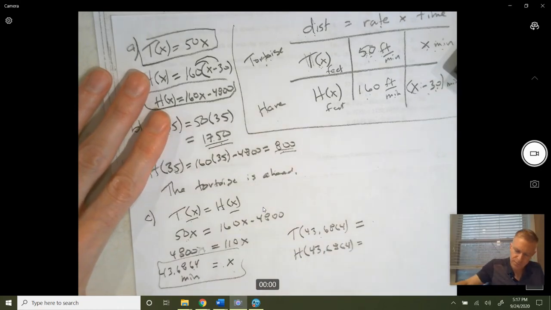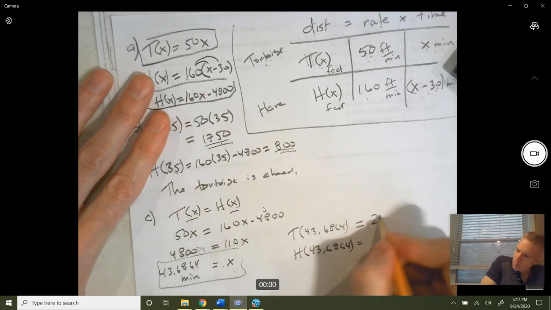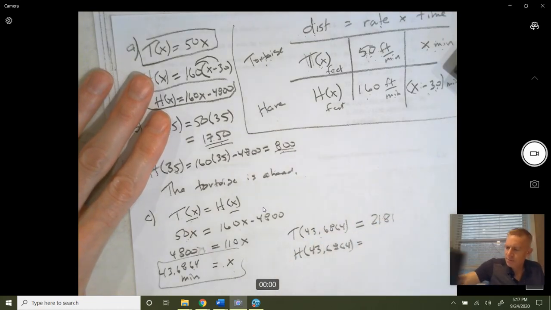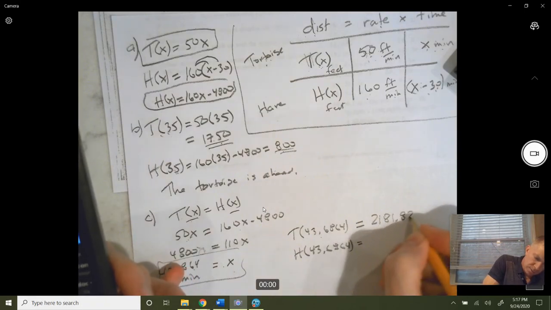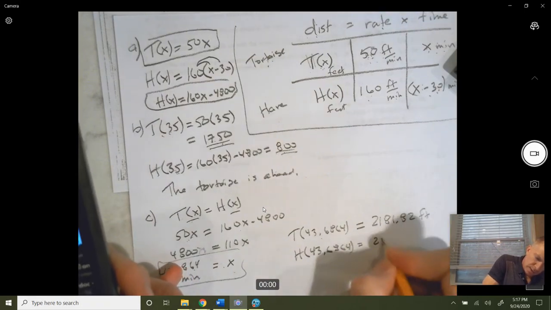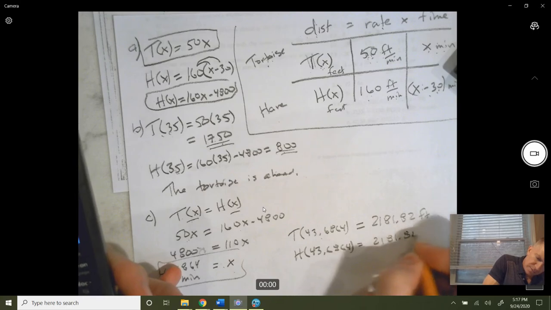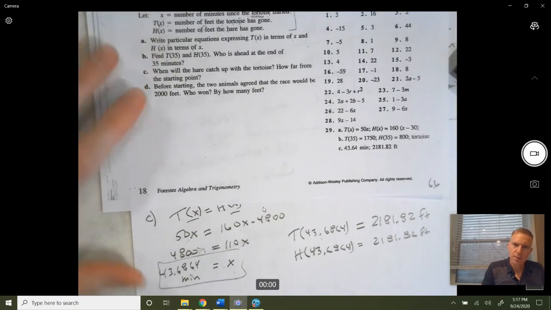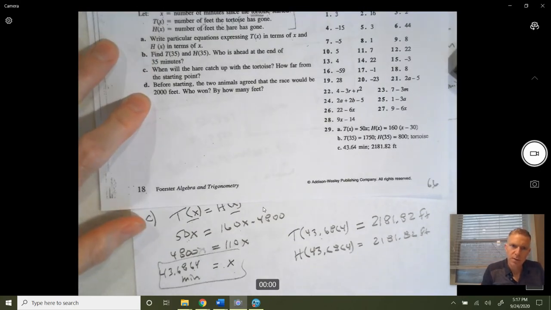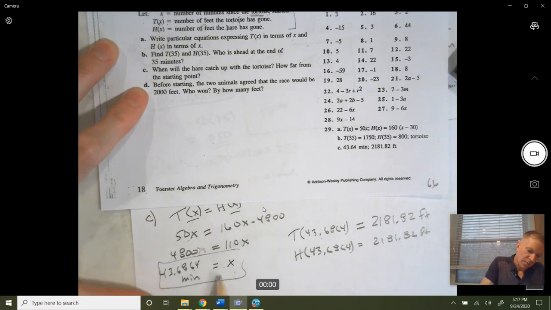2181.82 feet. Okay, so that's part C. When will they catch up and how far from the starting point?